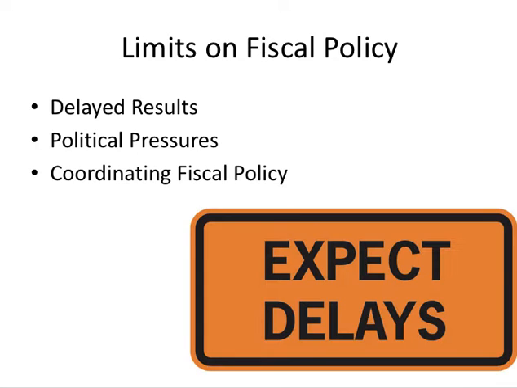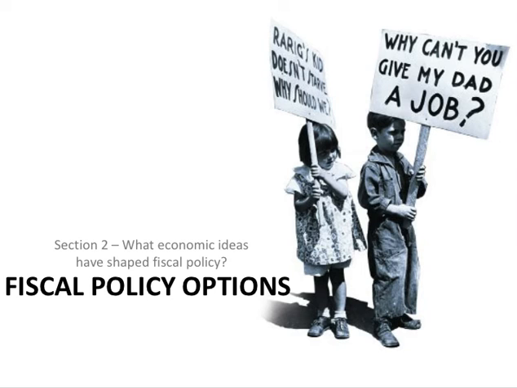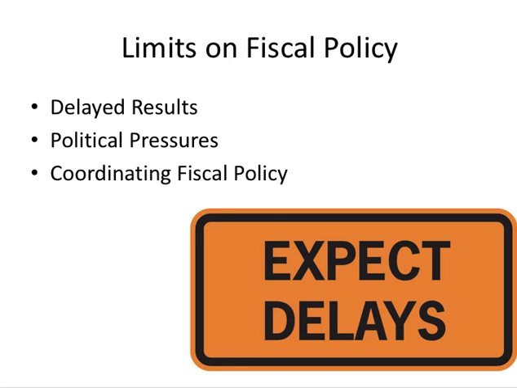It's hard enough to get a budget that's happy with everyone, but then getting a president and a House and a Senate to all work together to pass a fiscal policy is very difficult to do. So there are some serious limitations when it comes to fiscal policy. And that is the end of Section 1, Chapter 15, Fiscal Policy.